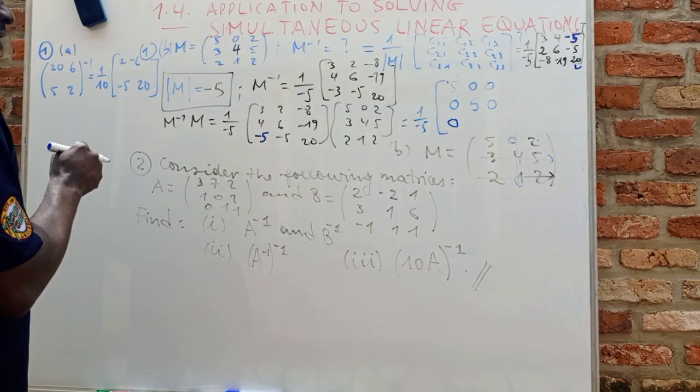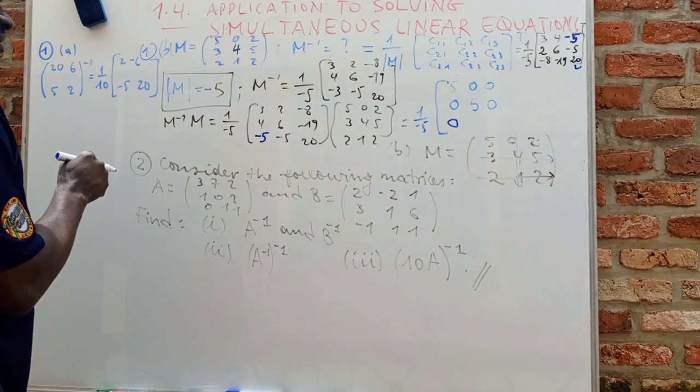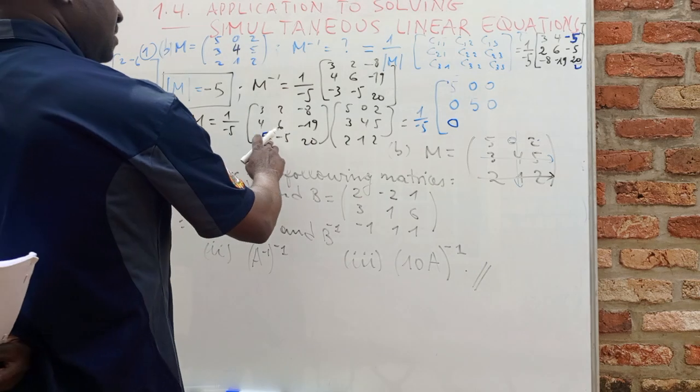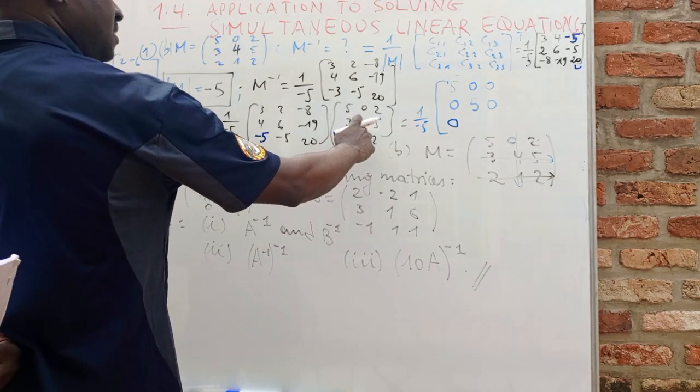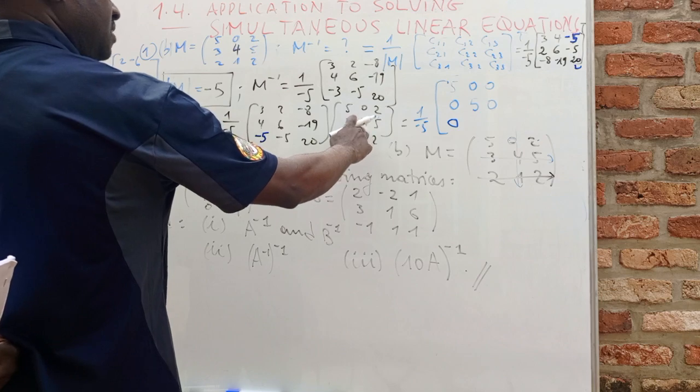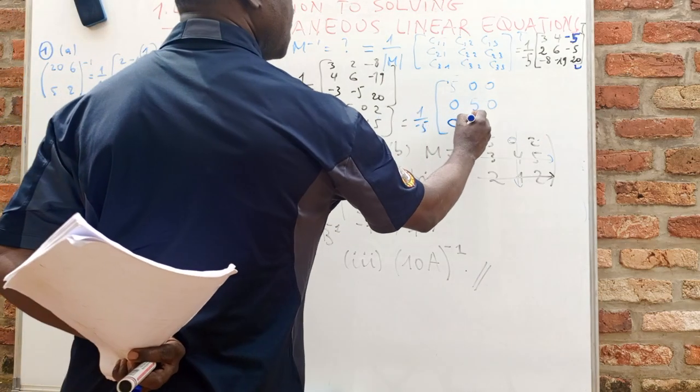Now, what is next is to take this row times this column: minus 5 times negative 4. It is negative 20 plus 20 is 0.